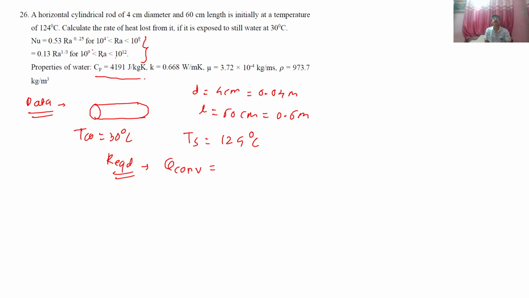And they have given properties of water. The fluid is water here, for determining the dimensionless numbers. So what is our ultimate goal? Q convection.